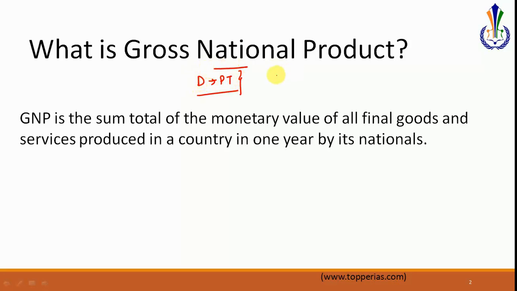But in GNP, N stands for the nationality, and this is something that is very, very important. This is the major difference also, that all the goods and services that are produced in a country in 1 year by the nationals of a country, this refers to the citizens of that country, all of those goods and services will constitute the national income of that particular country. So this is something that is important.